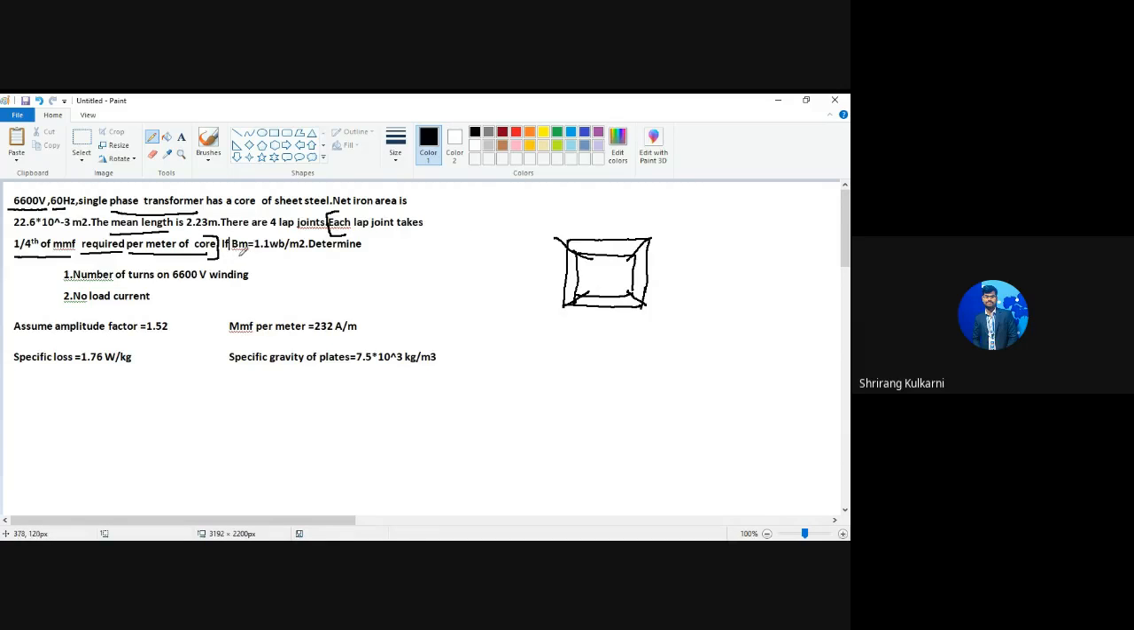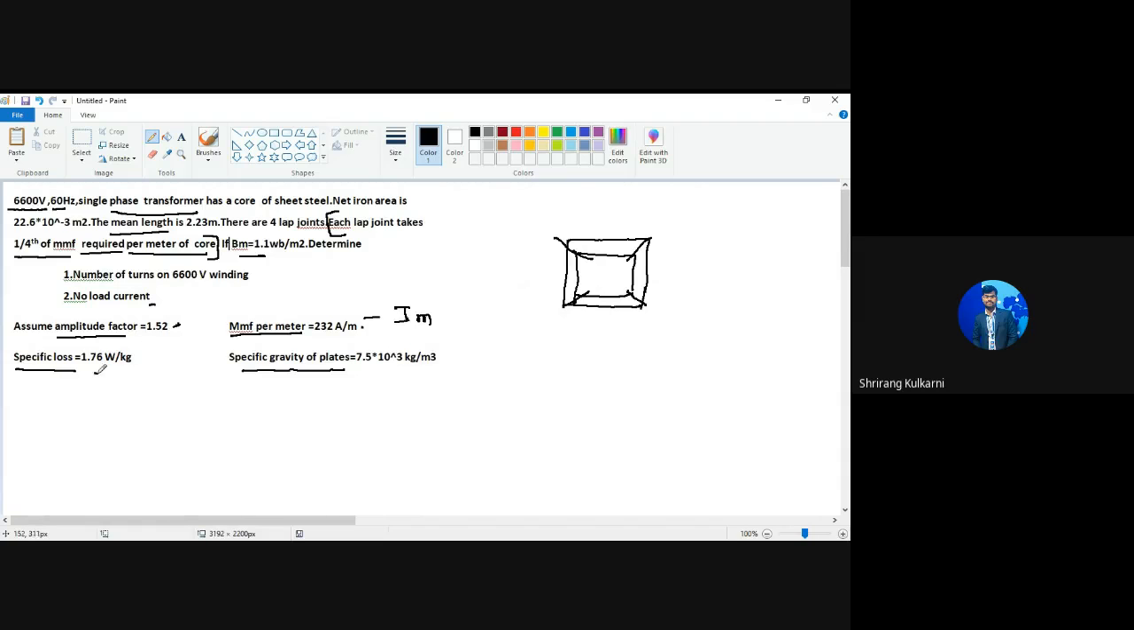Then what has he given? He has given the Bm value 1.1 Weber per meter square, and the amplitude factor is given. mmf per meter value is given. Then specific loss is given and specific gravity is given. These data are given to calculate the no load current. So using amplitude factor and mmf per meter, we can calculate the Im value.